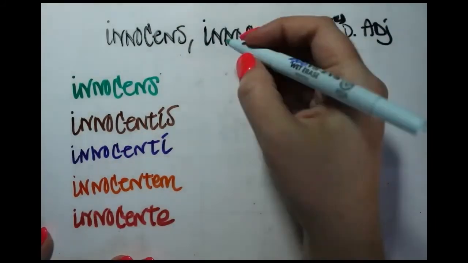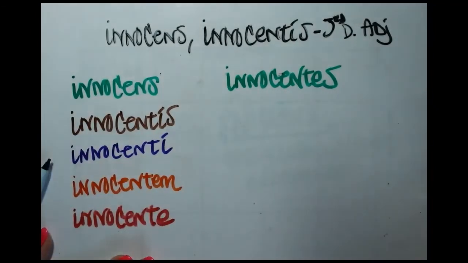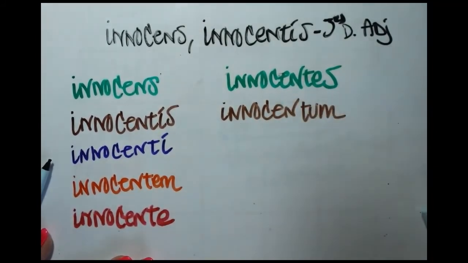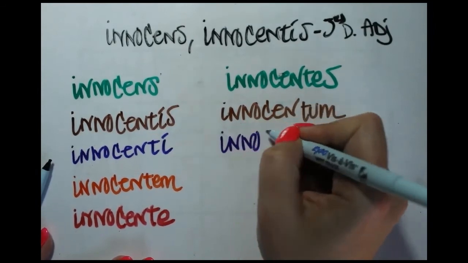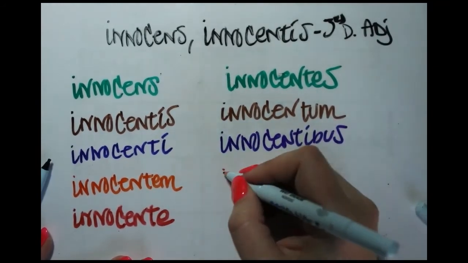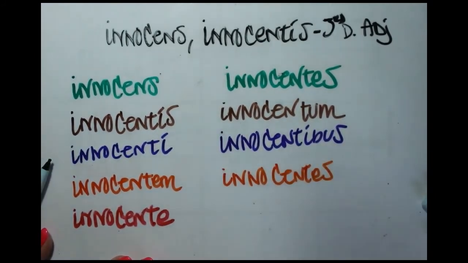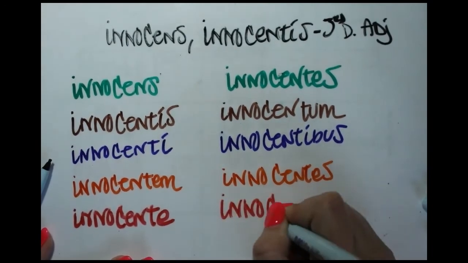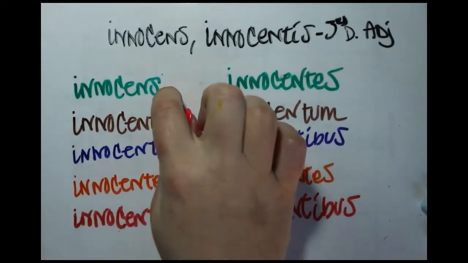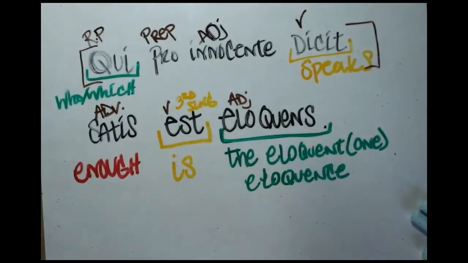And so that's your singular. Plural is going to be over here. Innocentes, the innocents. Innocentum, of the innocents. Innocentibus, to or for the innocents. Innocentes, the innocents as the direct object. Innocentibus, by, with the innocents. Okay, innocentis is the genitive form. Innocente, that is the form we have, the ablative singular form.